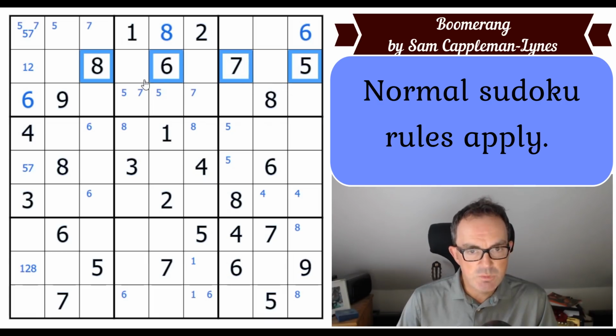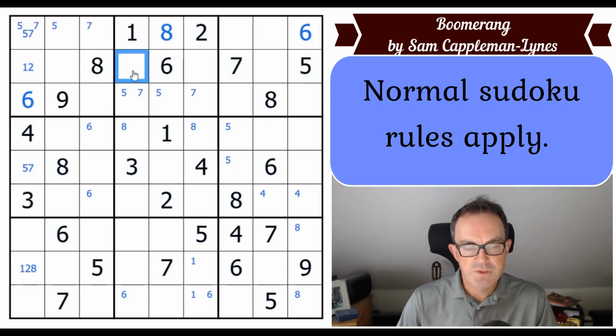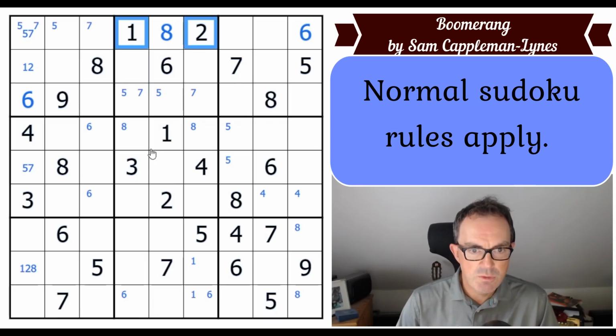So we know that the digits 1, 2, 3, 4 and 9. Yeah, so this square is immediately interesting. 1, 2 and 3. So that square can only be 4 or 9. 2, 3, 4 and 9. Yeah, this square's the same. That can only be 3 or 9. So these are the sorts of cells that might get interesting.